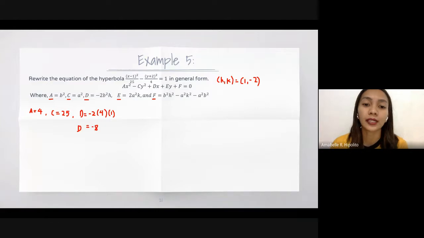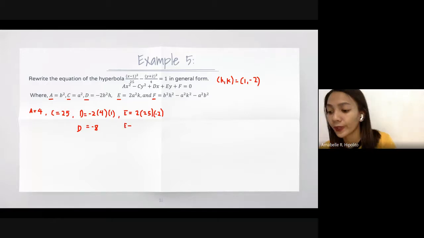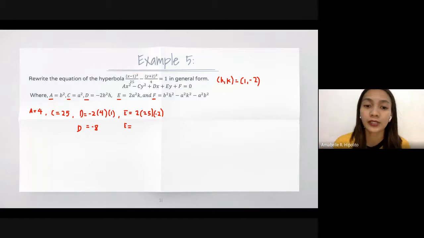For the value of E, we have E equal to 2 times A squared times K. So 2 times our A squared, which is 25, times our K, which is negative 2. And then, we just multiply everything. We have 25 times negative 2 times 2, so that is 100, I mean, negative 100, since we have a negative 2 here. So E is equal to negative 100.